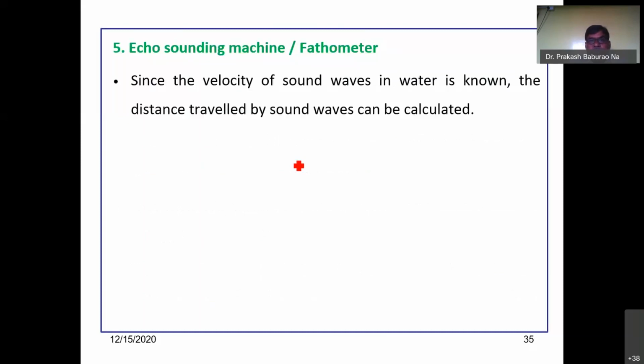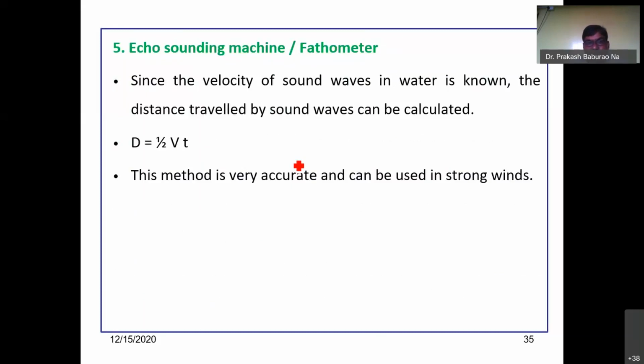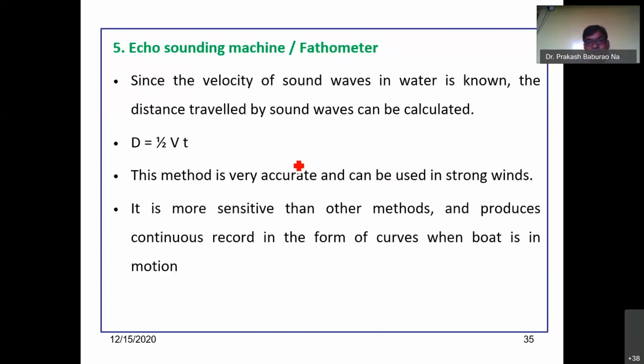Only I have to show you that the velocity of the sound waves is propagated into the water body. Then observe the distance is VT. This method is very accurate. Velocity into the travelling time required, divided by 2, so that we get the distance. This is a very accurate and very precise method in hydrographic surveying. Usually even in strong winds it is more sensitive than other methods, and produces a continuous record in the form of curves when the boat is in motion.